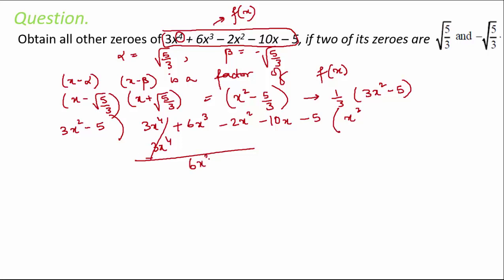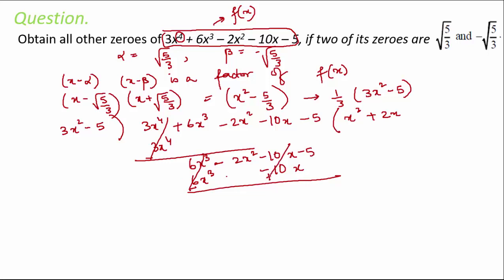So now we have 6x cube minus 2x square minus 10x minus 5. Now 3x square multiplied by 2x gives us 6x cube minus 10x. So this is minus 10x. Now when we again subtract, this becomes 0. This also becomes 0. So we are left with minus 2x square minus 5.